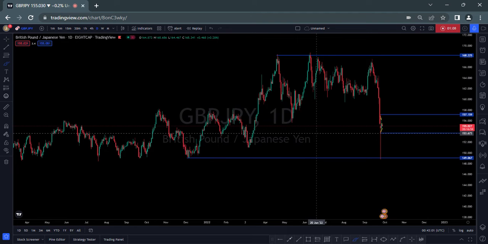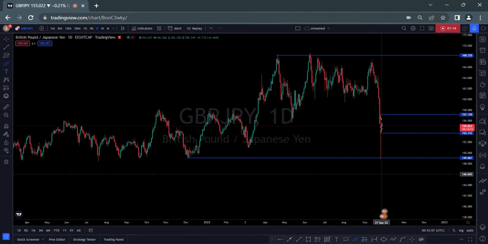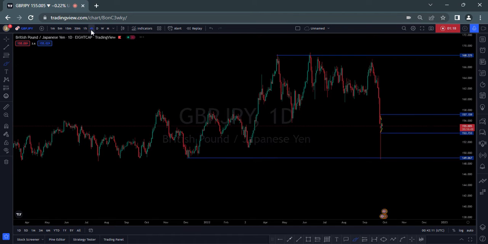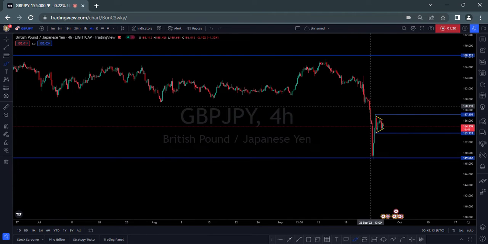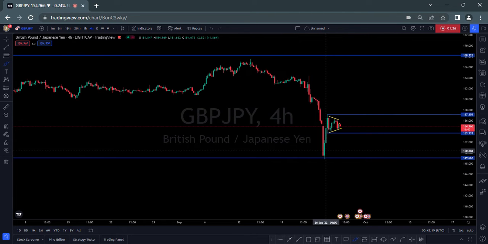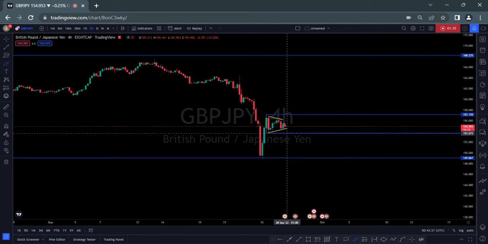It even had to break this area, this level here, and continue trickling its way to the downside. But in the recent days, from Monday, we were seeing a rejection. We saw a push, impulsively. Look at it on a 4 hour, and it is forming something like a peanut correction.